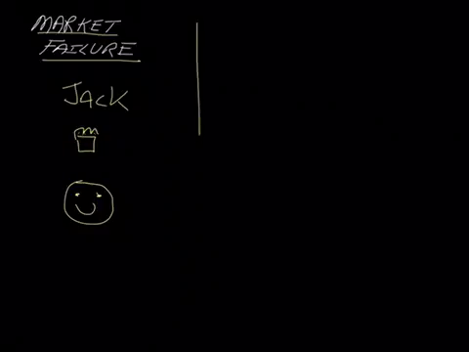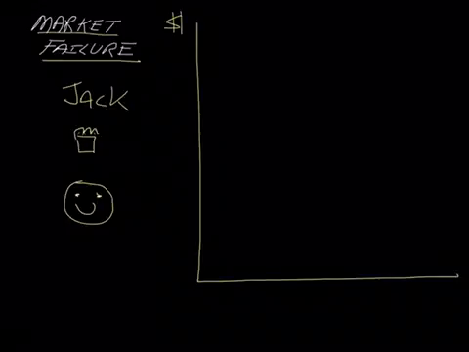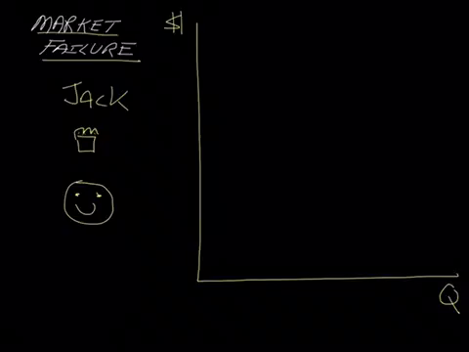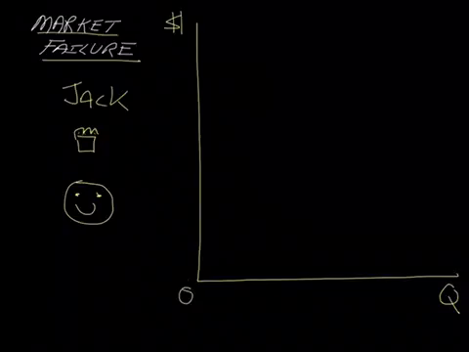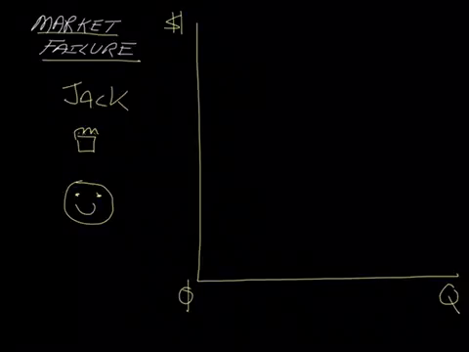Next, we'll draw a simple graph that shows value on the vertical axis denoted by the dollar sign and quantity on the horizontal axis denoted by the letter Q. In the origin, in the lower left-hand corner, that reflects zero value and zero quantity.